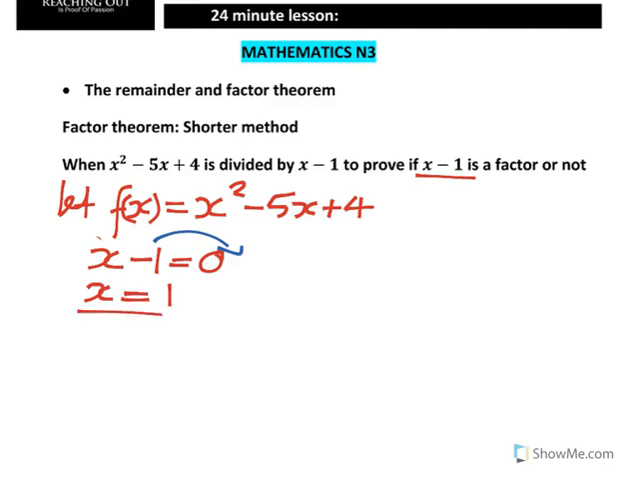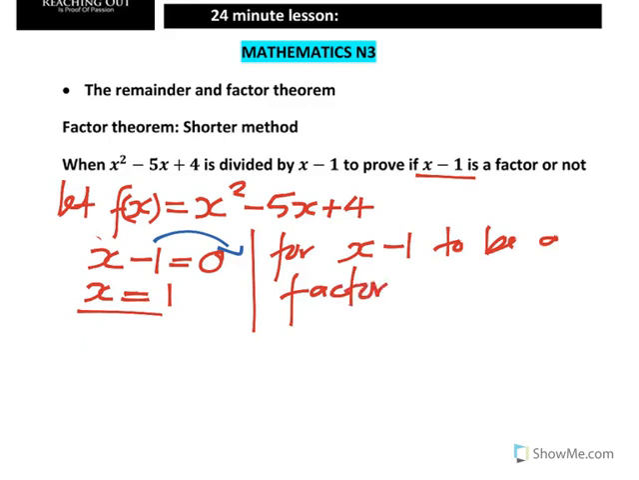When you've got x is equal to 1, now the concept says for x minus 1 to be a factor, f of x must be equal to 0. Hence, this is the condition that needs to be satisfied. When you say f of x is equal to 0, it means there will not be any remainder. So, because it's a factor theorem.